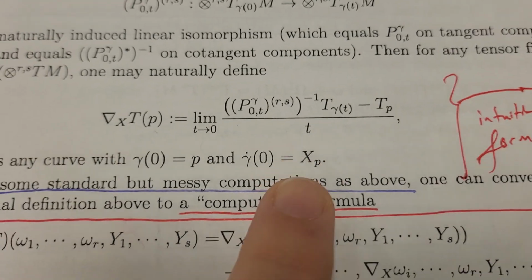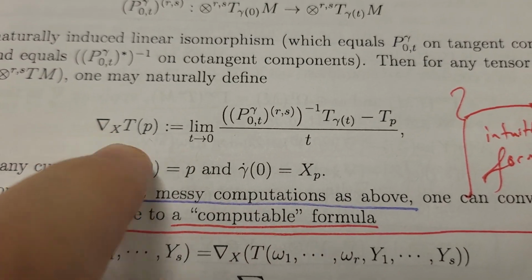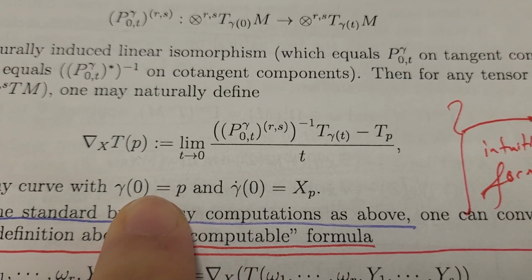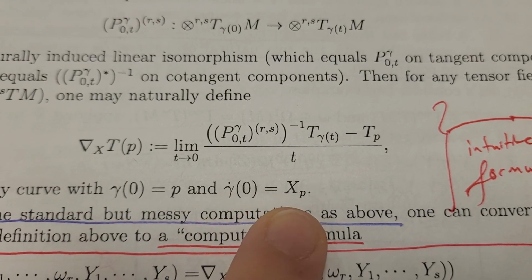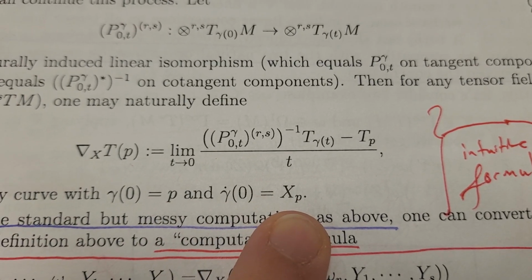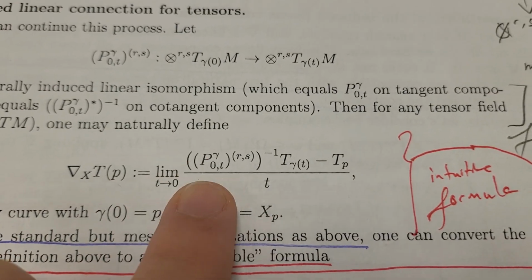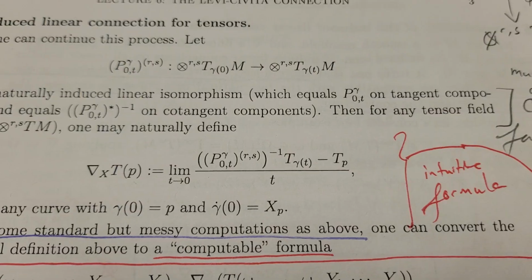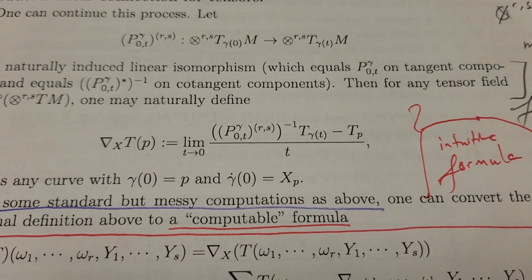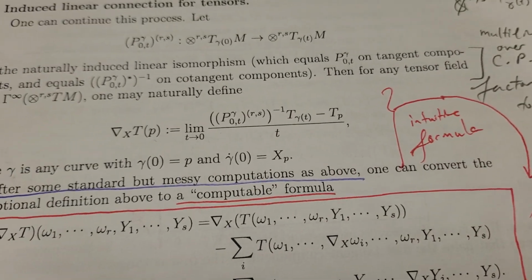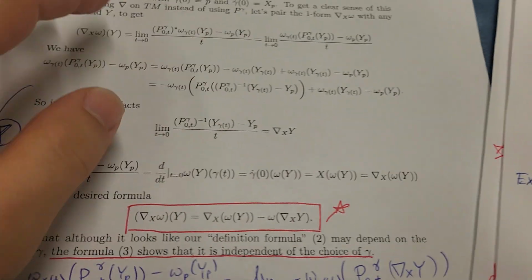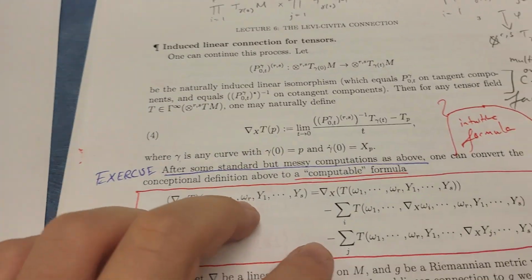Where, again, gamma has to be a curve which agrees with the vector field X. So gamma has to be a curve such that gamma of 0 is p, and gamma prime of 0 is X evaluated at the point p, okay? So this is like our intuitive formula for what this covariant derivative should be. And then we can do the similar kind of computation as we did previously for the single covector field.